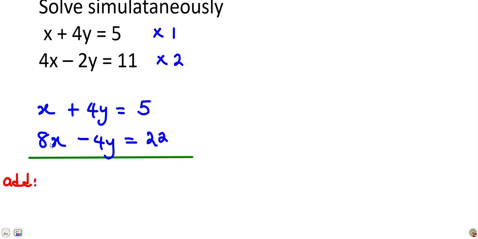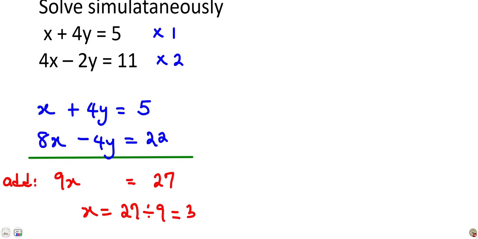So when I add along the column, 8x plus x is 9x. Of course, the y terms take care of it, 0. And then I have 5 and 22. If I add, I get 27. And then x is definitely going to be 27 divided by 9. So x is definitely going to be 3.